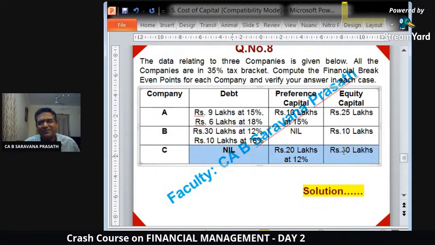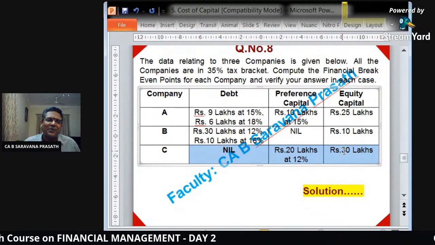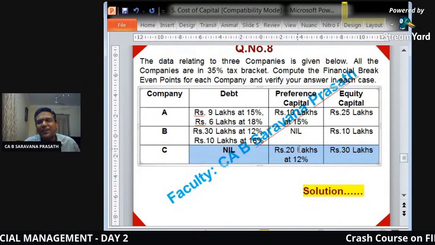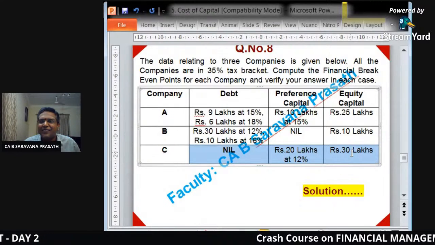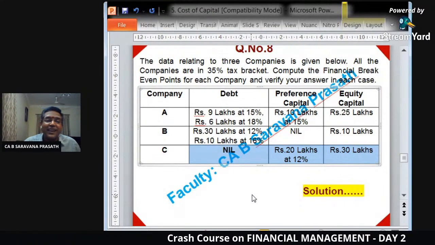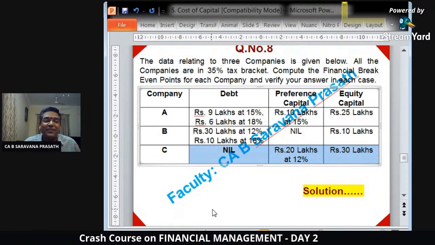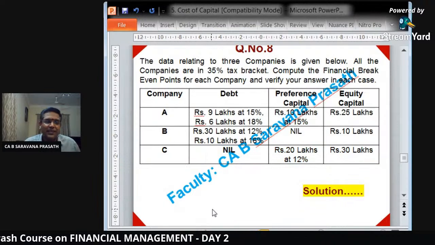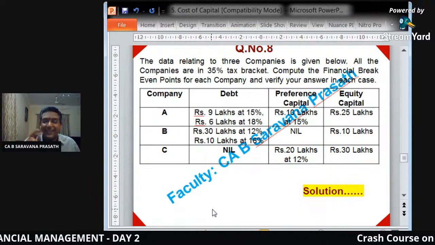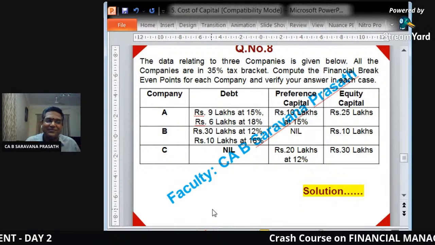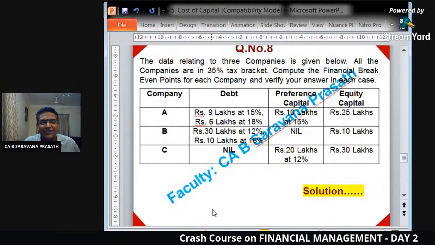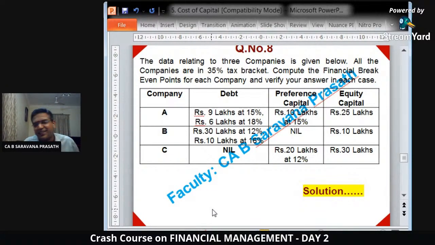Third company, what is the capital employed? 20 lakh of preference, 10 lakh of debt, 10 lakh of equity. So again, equivalent to 50 lakh. All the 3 companies have the same capital employed. I want you to remember this because at the end of it, I will tell you a concept so that you will be able to connect it.